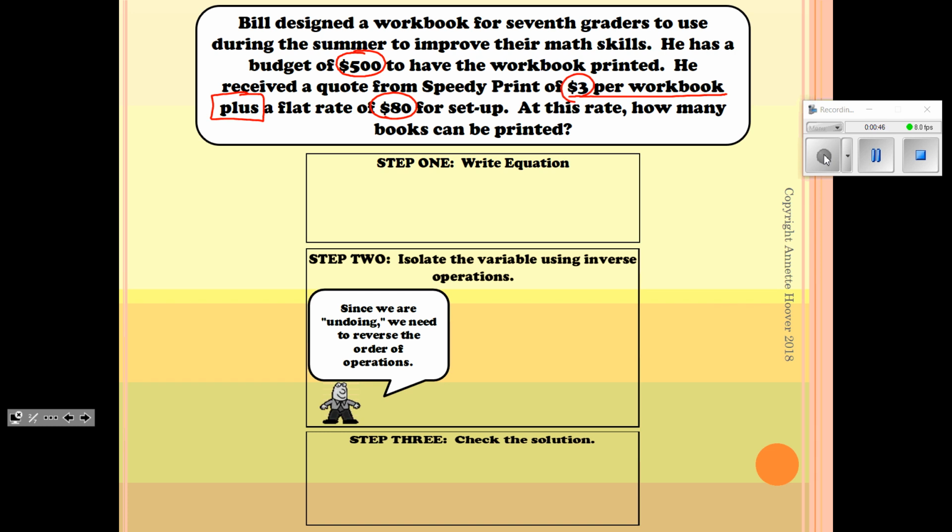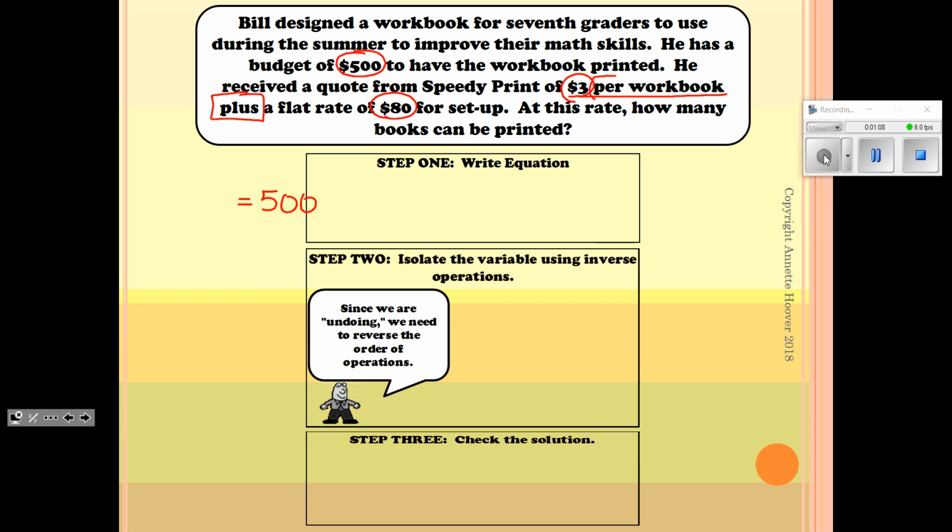Now, as you saw as I was reading through this, I was circling information that I thought was going to be important. And these are the things you're going to look for to help you write the equation. We know that he has a budget of $500. So that's how much he can spend. So that's our equals. He is spending $3 per workbook.